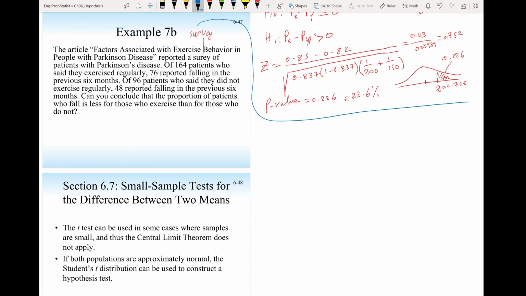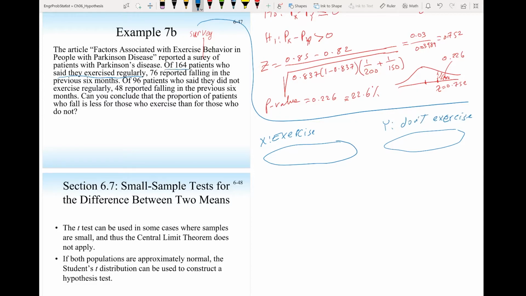The article, factors associated with exercise behavior in people with Parkinson's disease, reported a study of patients with Parkinson's disease: of 164 patients who said they exercised regularly, 76 reported falling in the previous 6 months. So let's create our population. Our first population here, I will call it X, patient exercise. And this population Y, patient don't exercise.